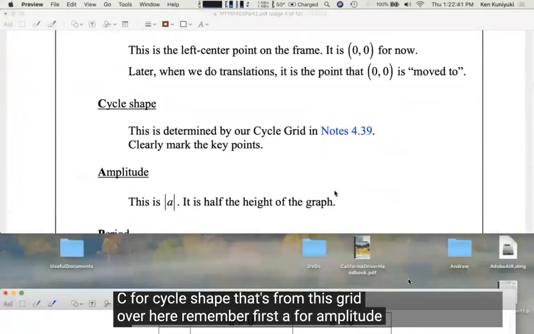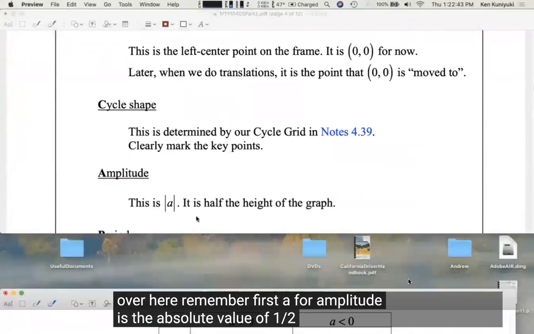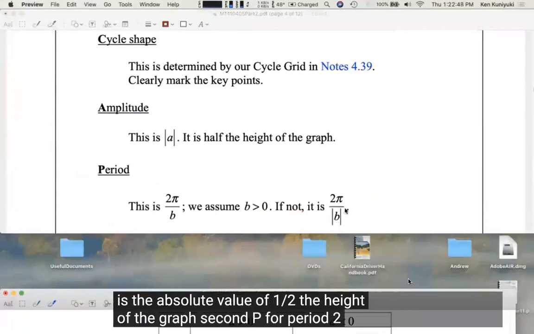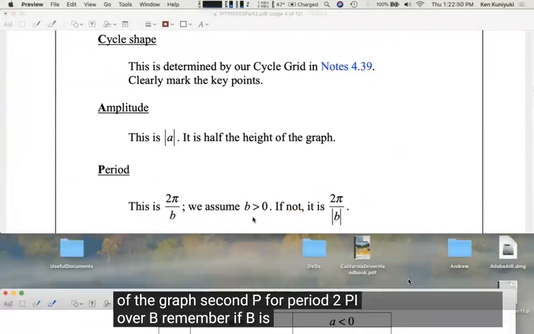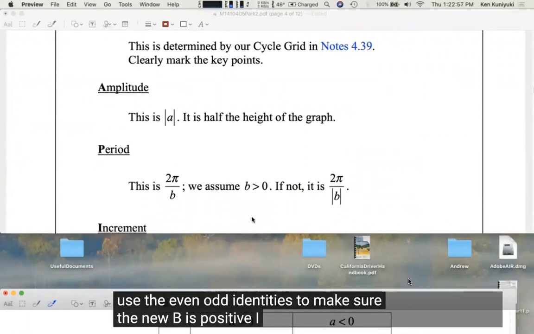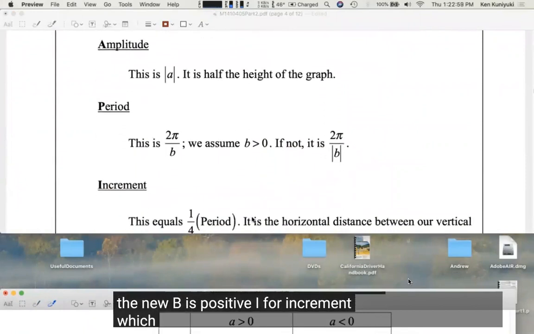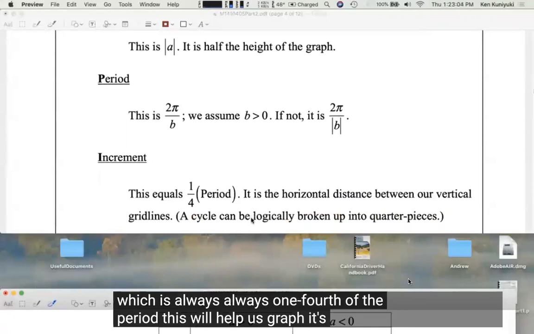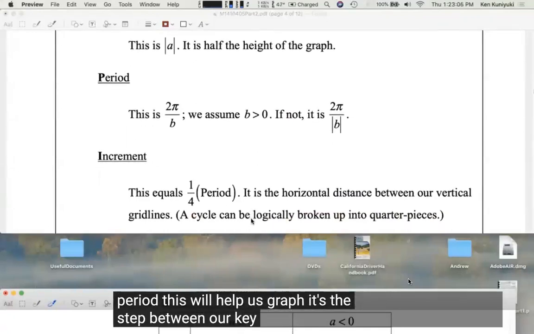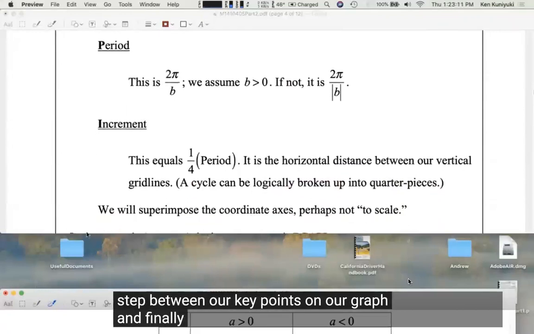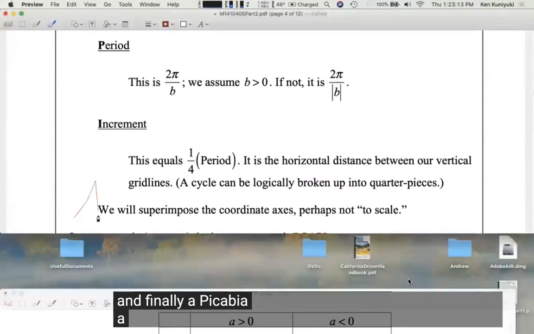First A for amplitude is the absolute value of A, half the height of the graph. Second P for period, 2 pi over B. Remember, if B is negative, use the even-odd identities to make sure the new B is positive. I for increment, which is always 1/4 of the period. This will help us graph. It's the step between our key points on our graph. And finally, A.